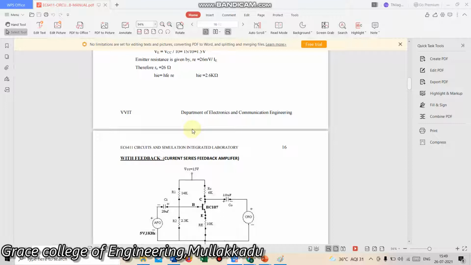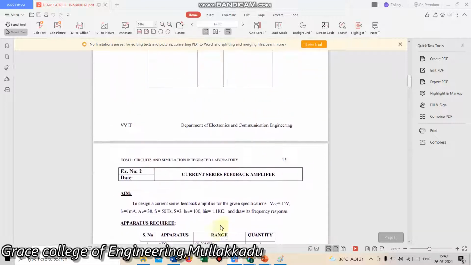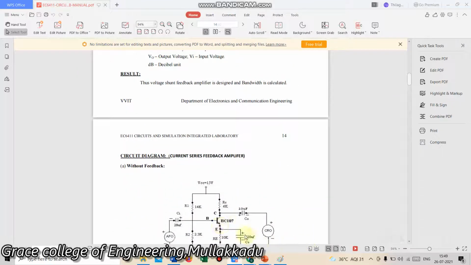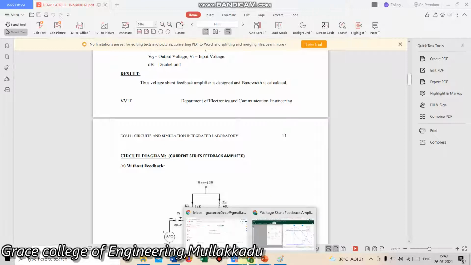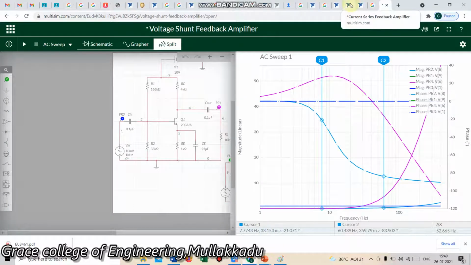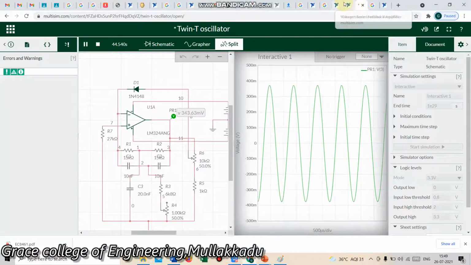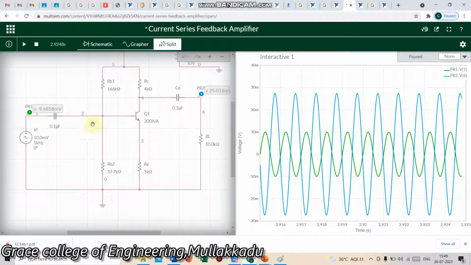With the feedback network, the capacitance will be removed. Without the feedback network, the capacitance will be added. Similarly, we can also see the output for the current series amplifier. This is the current series amplifier. Here it is without feedback, because the capacitance is not given here.